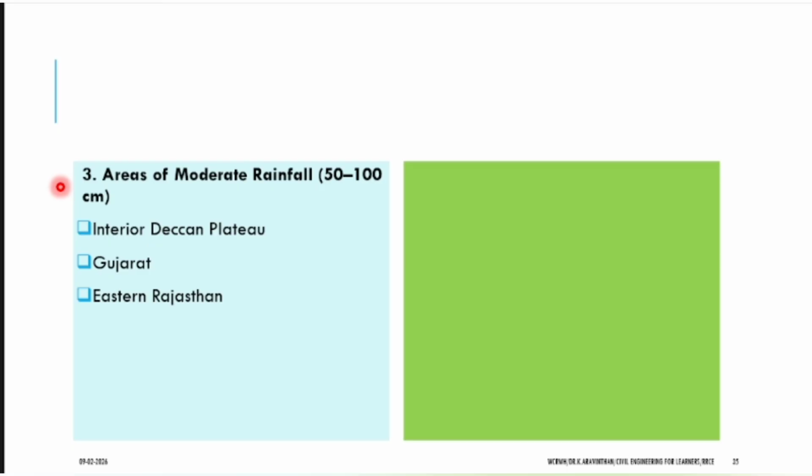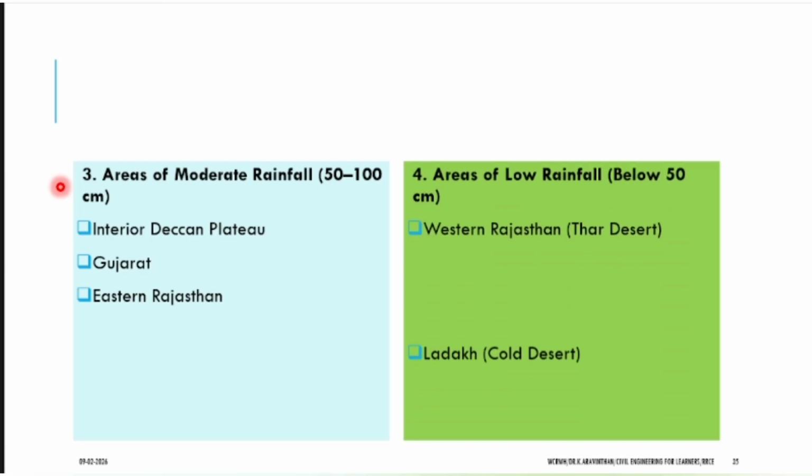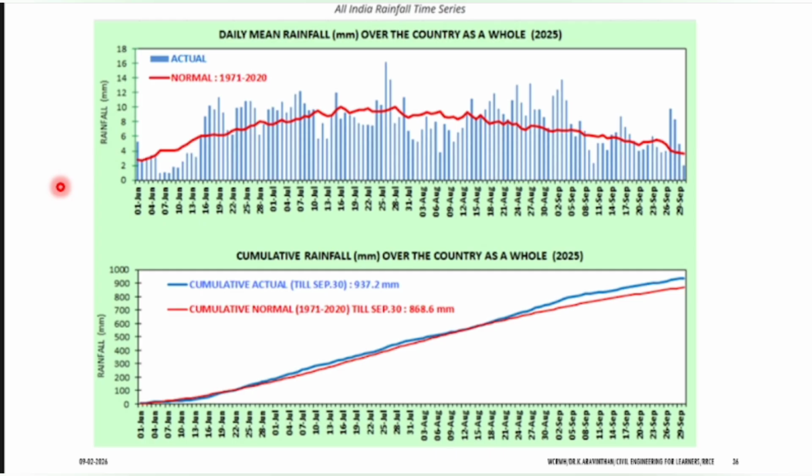The area of moderate rainfall is the interior Deccan Plateau and Gujarat. Low rainfall is in western Rajasthan and Ladakh.